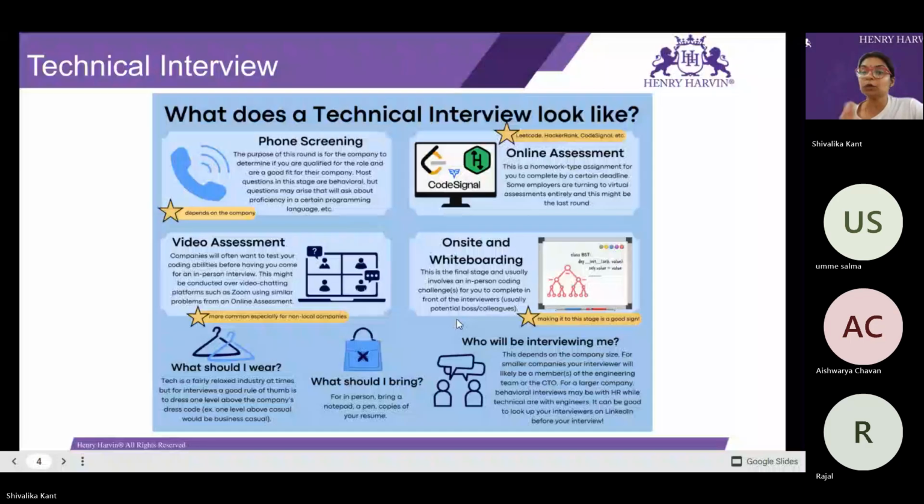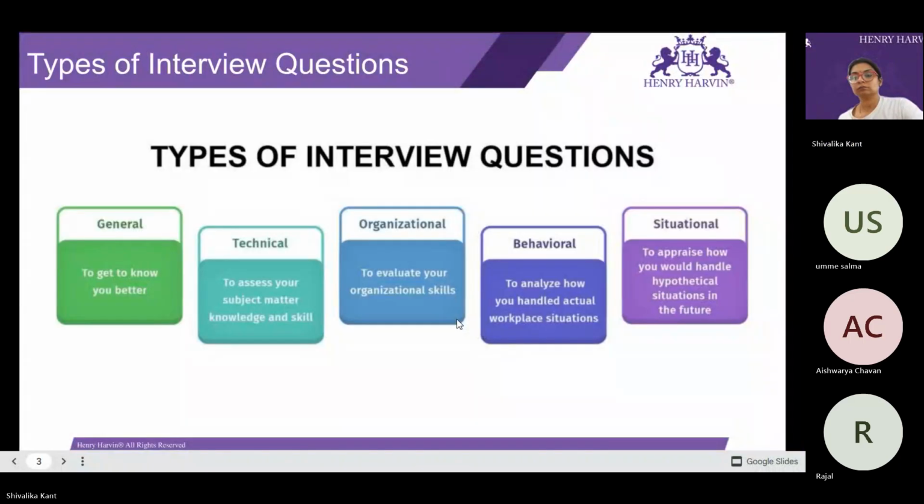Now when we talk about the types of interview questions, here we have the general questions. General questions are where they want to know you better. These are introductory or ice-breaking questions, designed to learn about your background, your personality, and what motivates you. They help the interviewer understand your overall fit with the company.